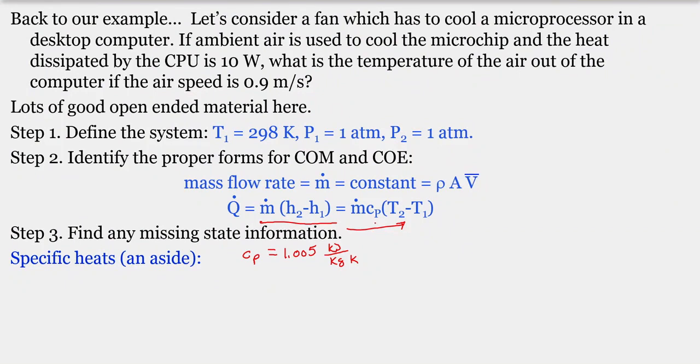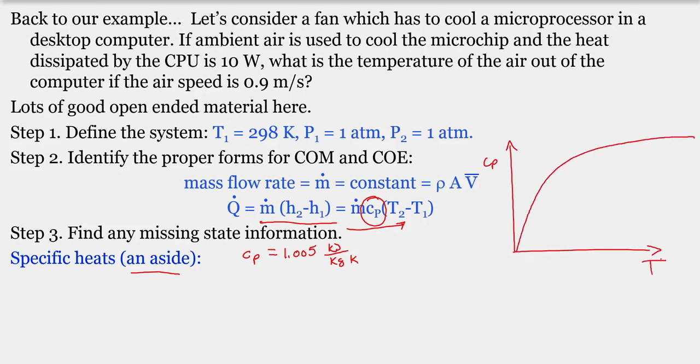But what I want to focus on right now, this is my aside on the specific heats, is that moving from here to here assumes a constant specific heat as a function of temperature. This number is assumed to be constant as a function of temperature. In reality, the specific heat as a function of temperature actually varies.